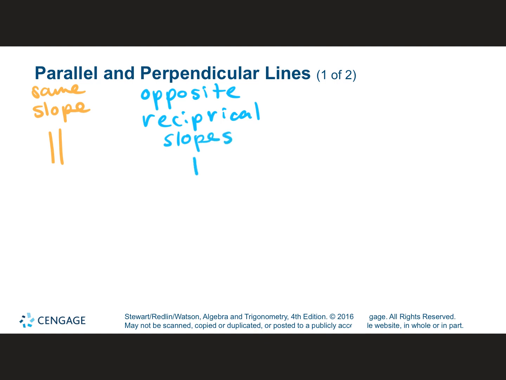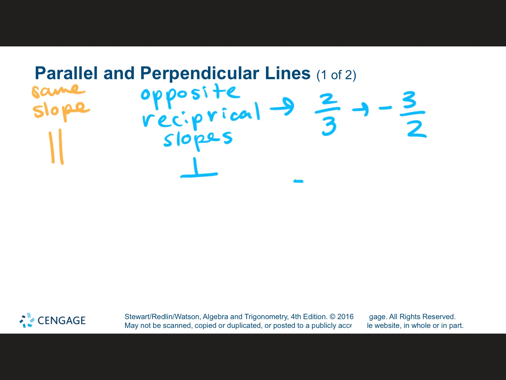And then the symbol for perpendicular is kind of like an upside down T. So an example of opposite reciprocal slopes, if one line had the slope of positive 2/3, the opposite reciprocal of that would be negative 3/2. So we flip the fraction and change the sign. If it's already negative, you'd make it positive. If it's positive, you make it negative.